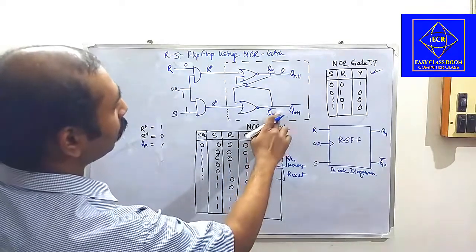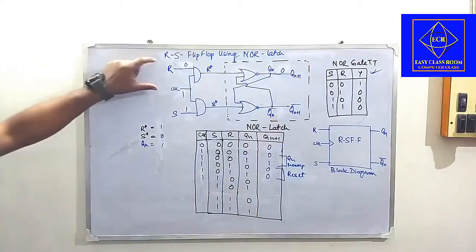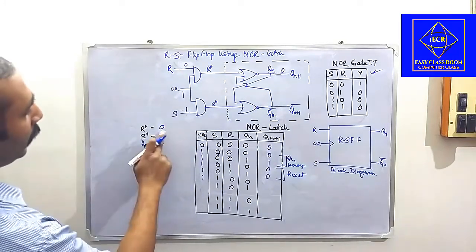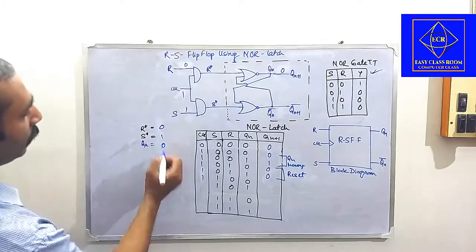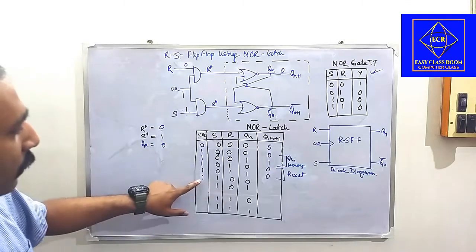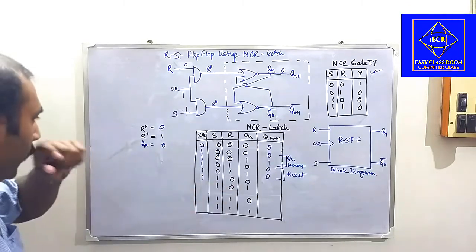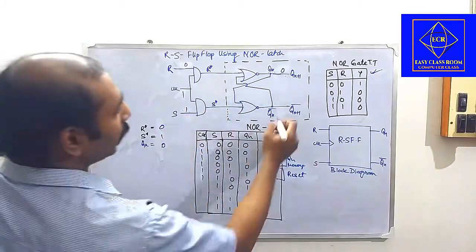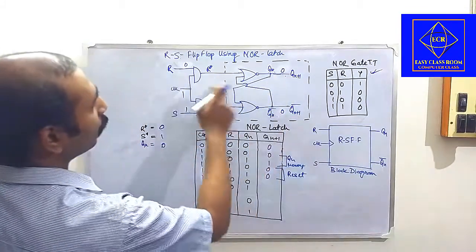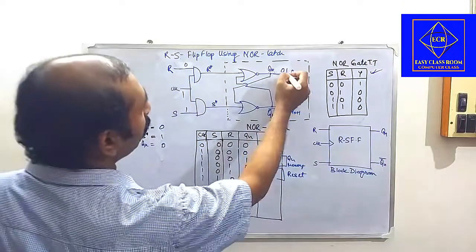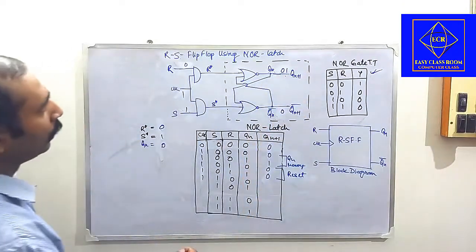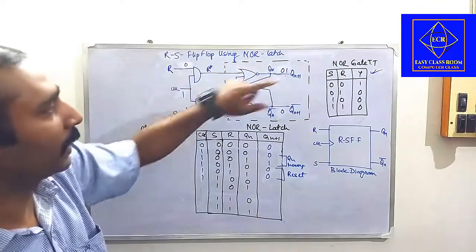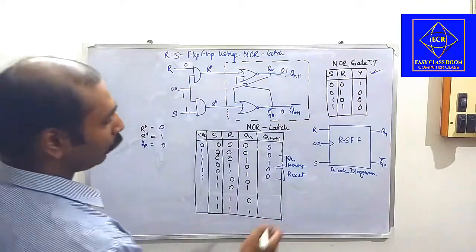So what will happen? For this it is a 0 and for this it is a 1. Okay, and this is 0 for this row. What are we getting? This 0 and this 1, we will get a 0, and this 0 and this 0, we will get a 1. So if the set pin is high, the output of this entire circuit will actually be set to 1.